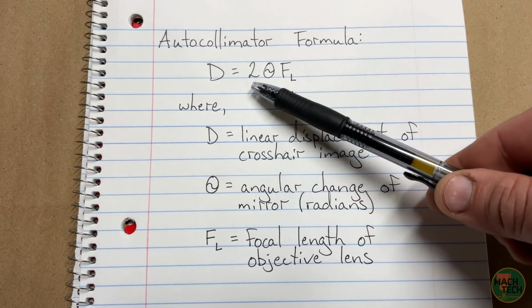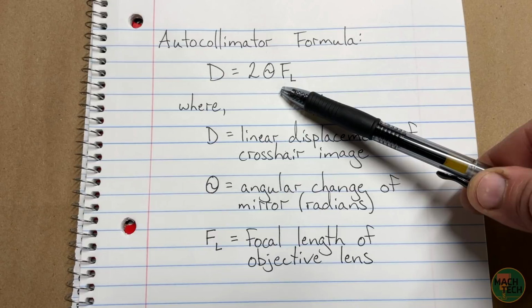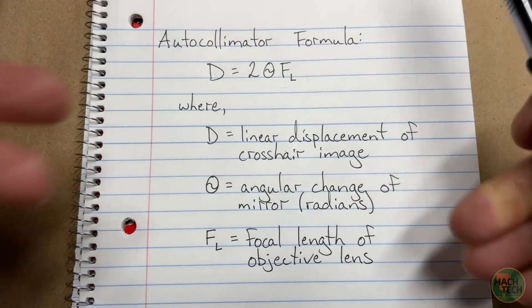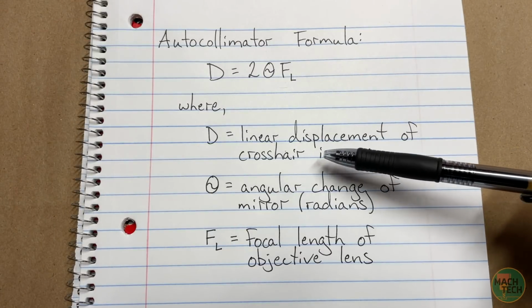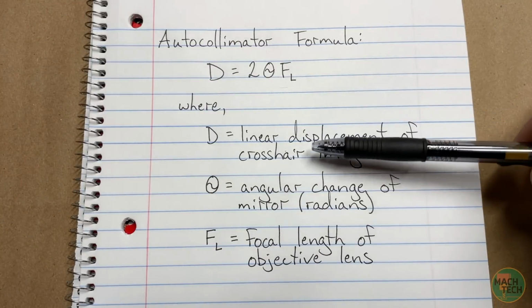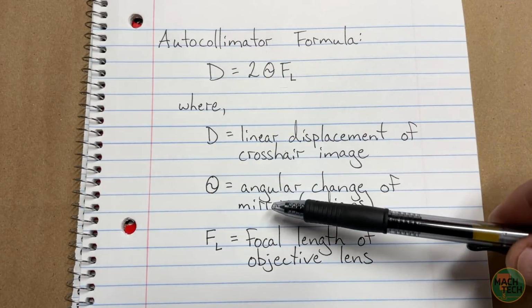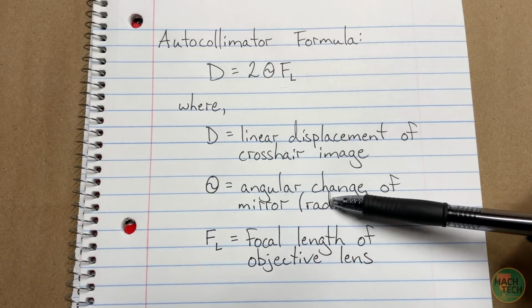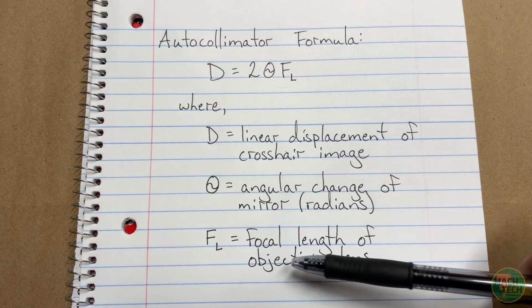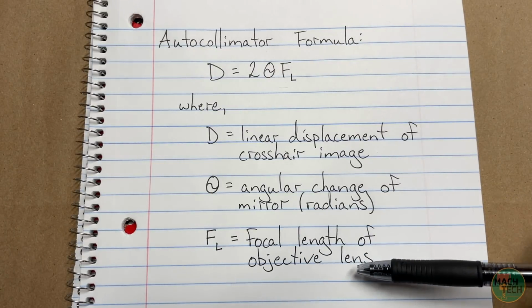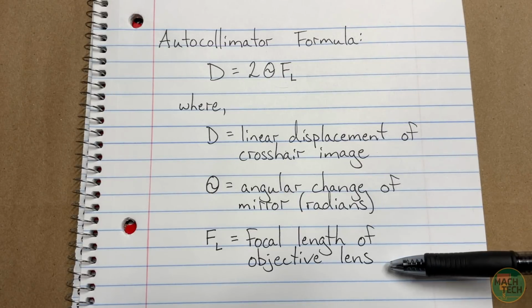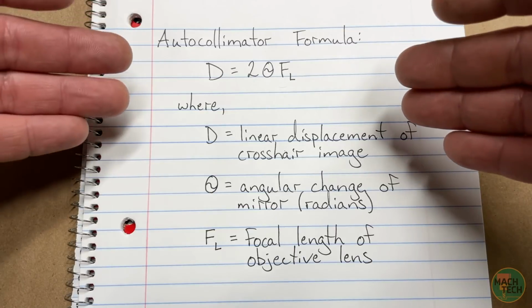d equals 2 times theta times f sub L, where d equals the linear displacement of the crosshair image in the eyepiece, and this can be inches, millimeters, angstroms, whatever you want, as long as you keep it consistent. Theta is the angular change of the mirror, and that's in radians, so you have to be careful about that. And f sub L equals the focal length of the objective lens, so that is a fixed value that just has to do with the autocollimator's design. I told you that it was simple, right?